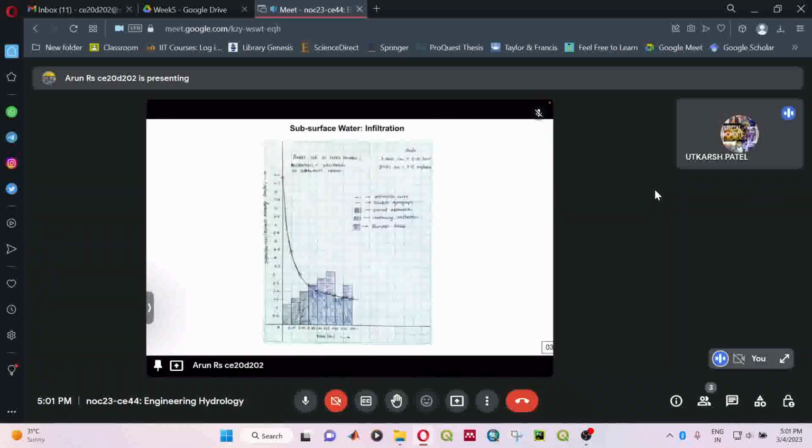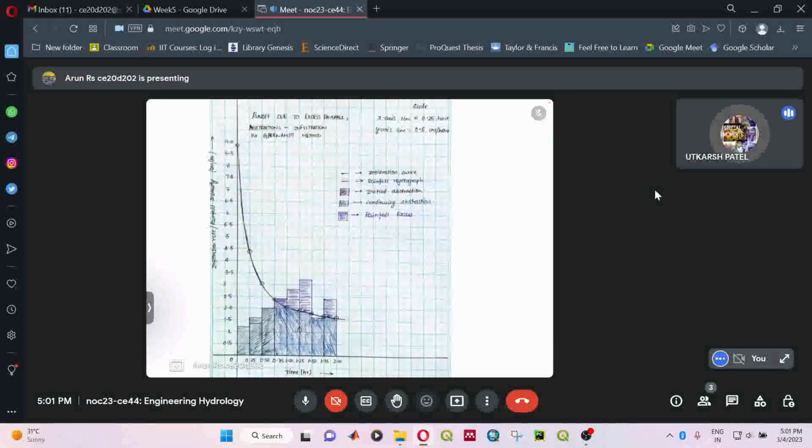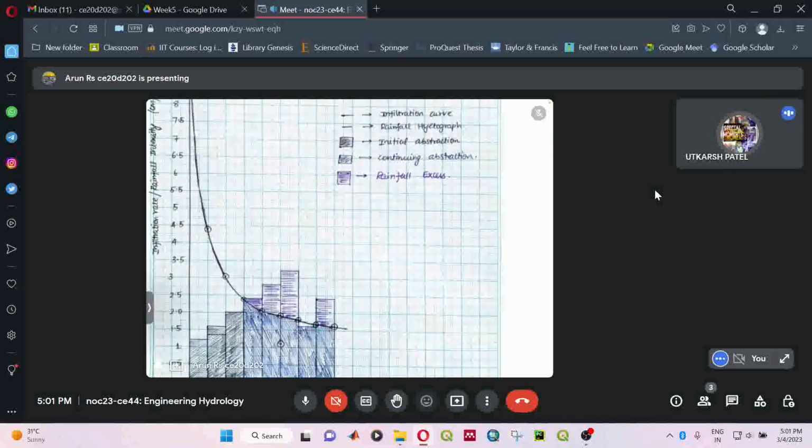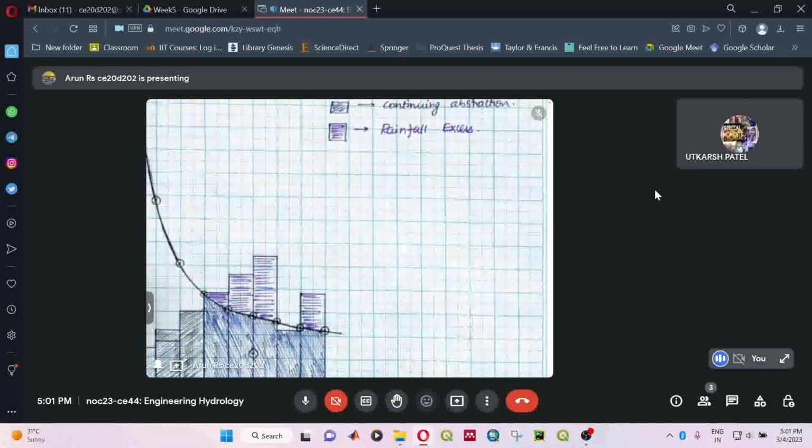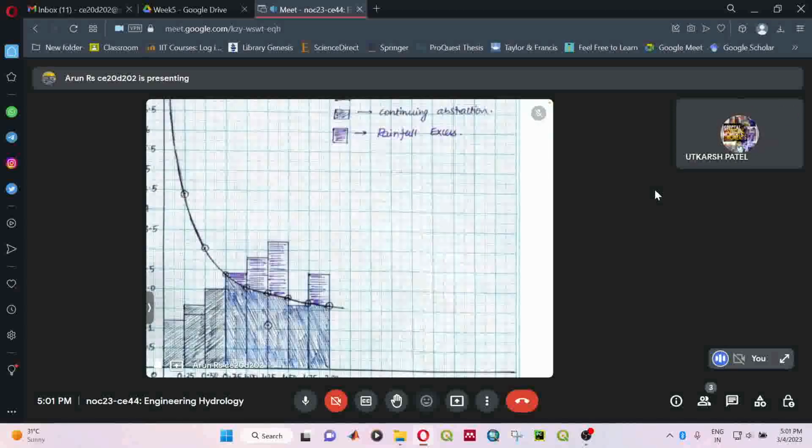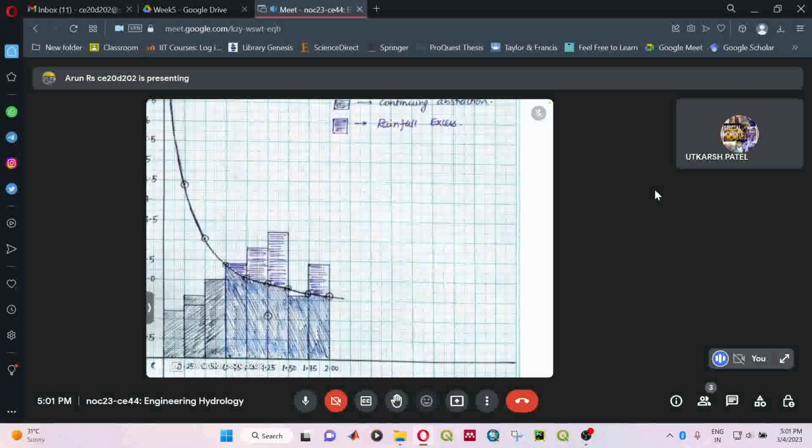Once your soil is saturated, your rainfall starts contributing to the runoff. So that is the rainfall excess. Until that point, whatever rainfall is happening will be infiltrated into the soil. So there will be no rainfall excess. So once the ponding begins, your runoff starts to happen.